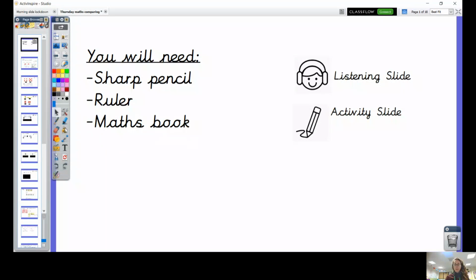This is your Thursday's maths lesson. Let's check you've got what you need: a sharp pencil, a ruler and your maths book.